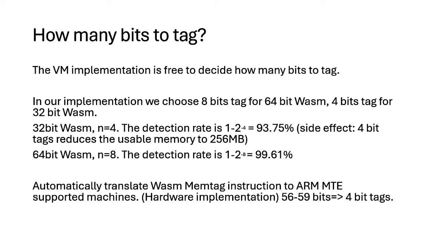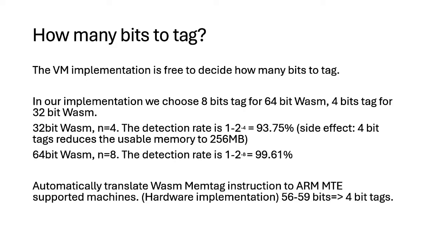Then the detection rate will be 1 minus 2 to the minus 4, which is 93.75%. That is, if you have 16 colors, you just do some simple math here: 2 to the n. So 1 minus 2 to the minus n is the detection rate, the collision rate, right?